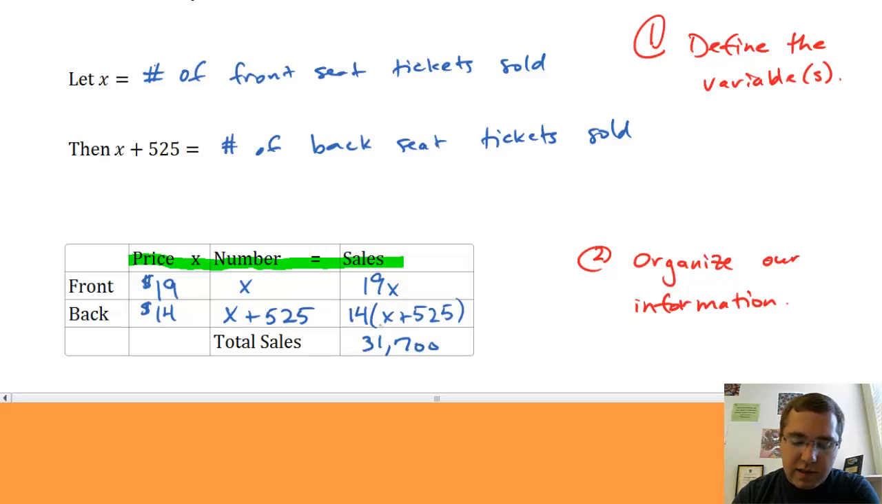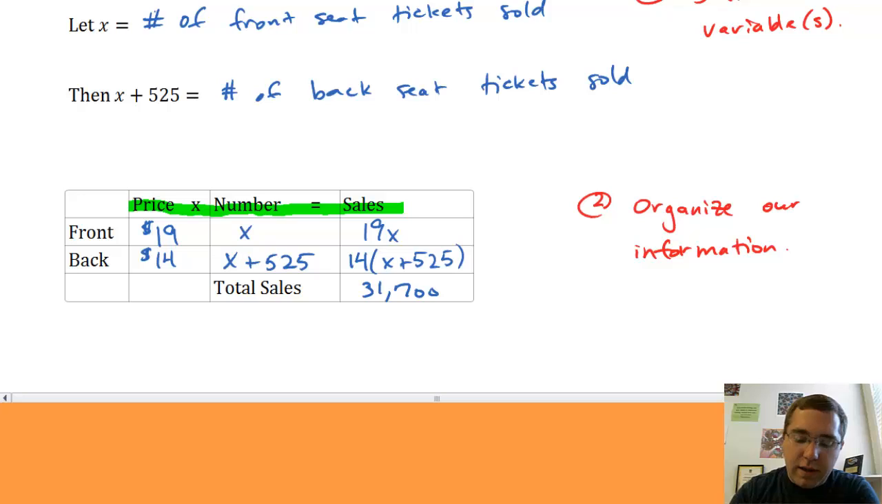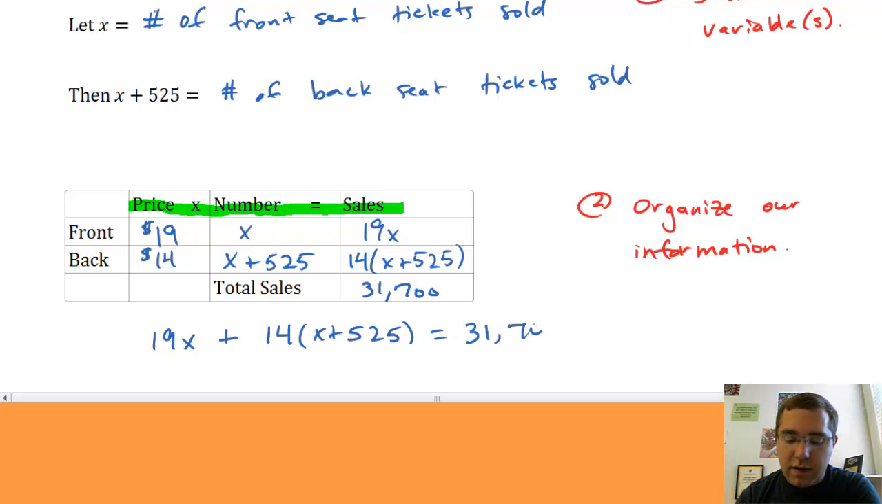That means my total sales overall, which we knew was $31,700, must be the sum of the front seats and the back seats, right? So I can write that out as an equation. If I add up how much money I'm bringing in on the front seats, 19x, and add that to how much money I'm making on the back seats, 14 times x plus 525, that has to be the total amount of money that we ended up with, $31,700.